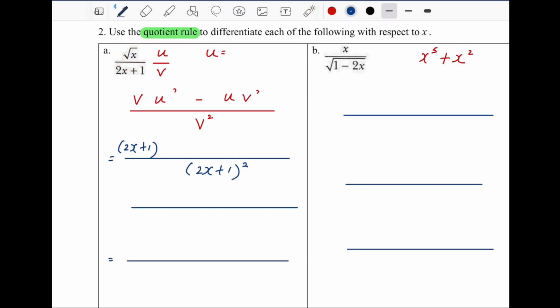u is square root x. Change it to 1 over 2 as the power. When you differentiate u, the power of 1 over 2, you're going to bring down as coefficient, and then minus 1 for the power. I repeat one more time: 1 over 2, you bring it down, times x, minus 1 for the power. So that is your u prime. This one, you're going to bring down here.